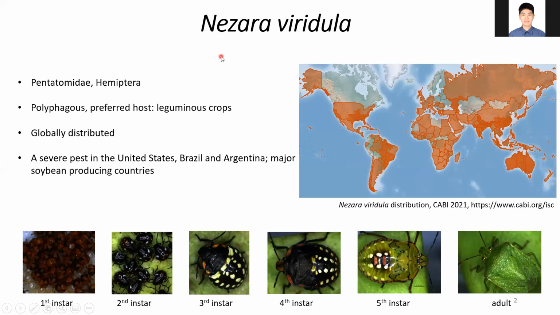This is a Hemipteran, belonging to the stink bug family. As you can see in the map, it is distributed worldwide, but it is an important pest in the countries where soybean is majorly grown. It also has 5 different life stages and feeds on all the parts of the plant. So this pest not only reduces the yield, but also affects the quality of the seeds.